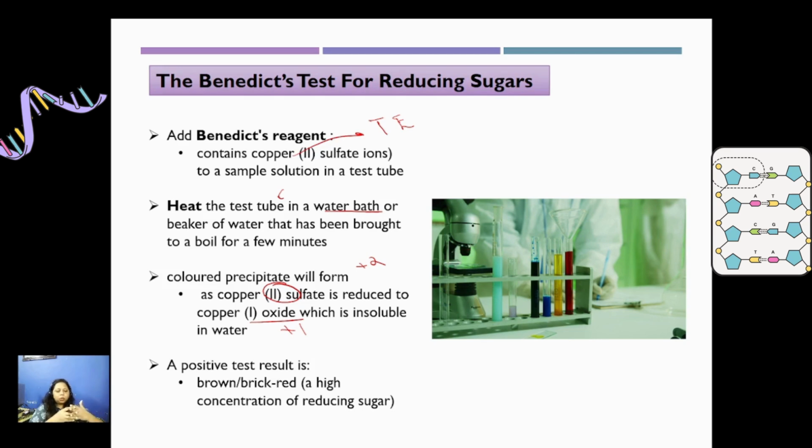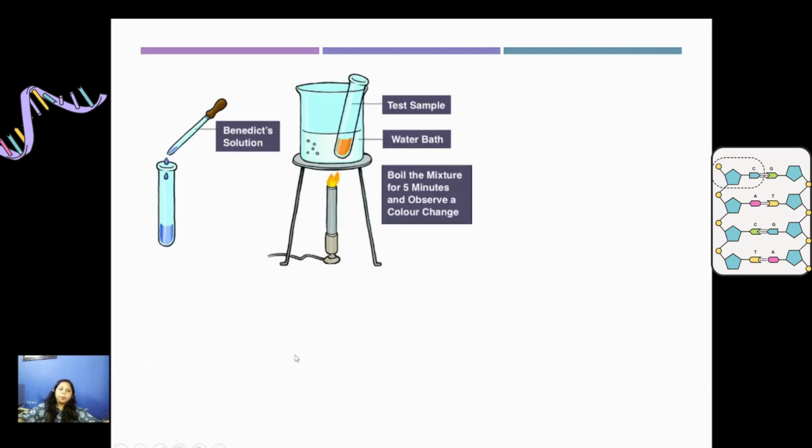So it's not fully quantitative. You can say it's a semi-quantitative test. It actually tells you the concentration by a slight change in the color, but you just cannot say that this tells us the exact amount of reducing sugar present or not. So here's a simple explanation of this test.